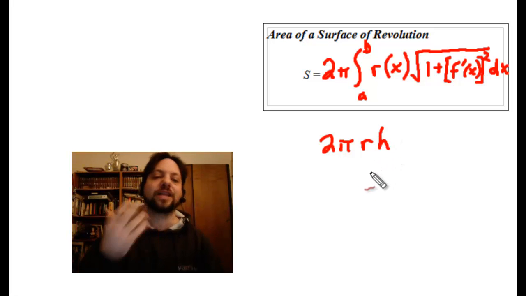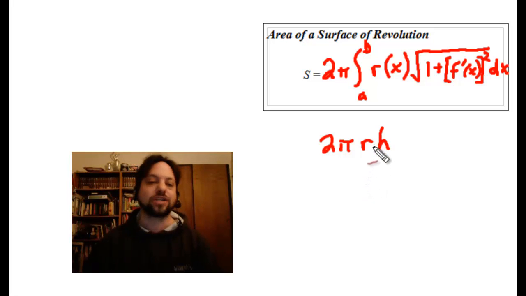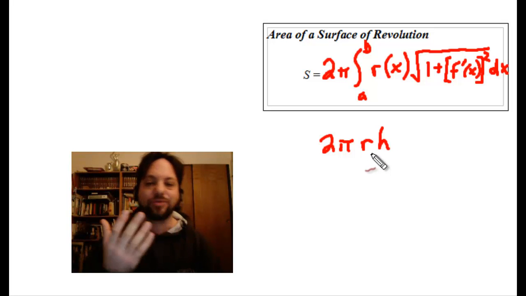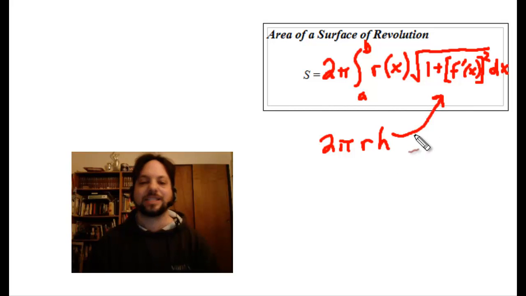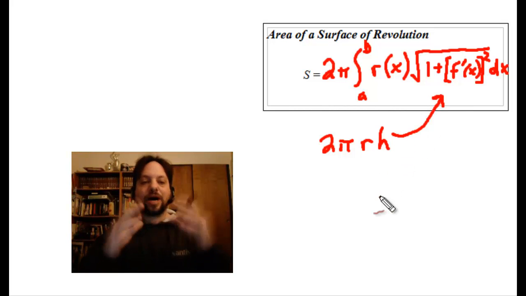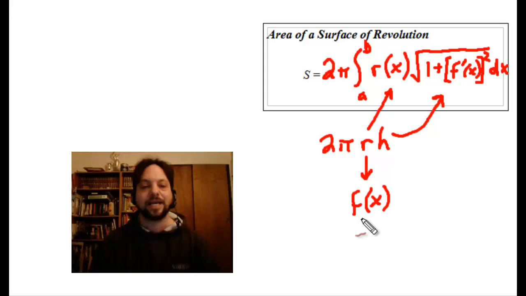Except this time we're not finding the volume inside like we did with the cylindrical shells. We're actually finding the area around it. And for that reason, the h part of this, the height, is not a constant height, but rather a height that changes in line with the function itself. And the radius is not actually going to be anything difficult to come up with.